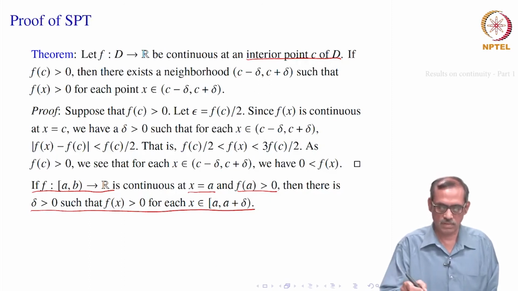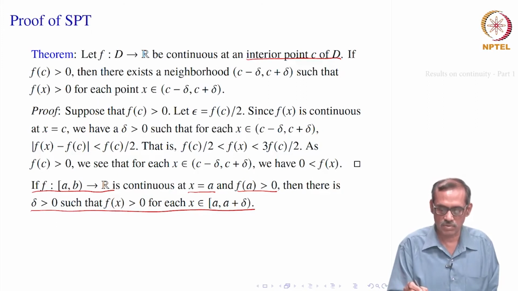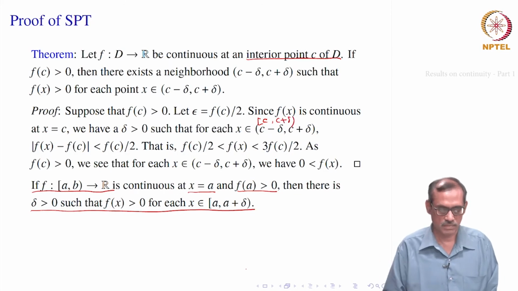That of course is covered in this same proof, because by definition when you say continuous at a left hand point, we will have a right neighborhood only where these things happen. Therefore, the same proof with a little modification. Instead of this, we will be taking here c to c plus delta and continue the proof.